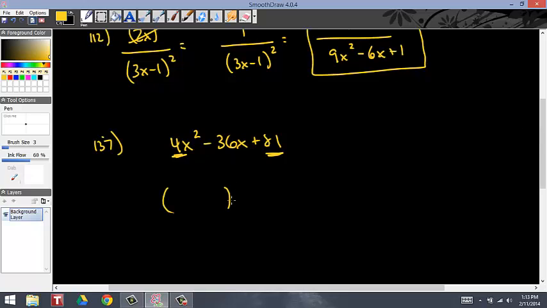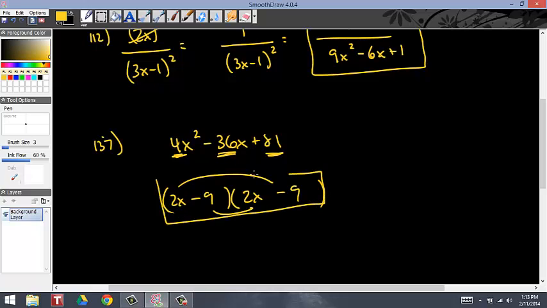So I'm going to just guess that this is 2x minus 9 and 2x minus 9, because it's not 2x plus 9, because that would be a difference of two squares. But let's just check and see if it works. I got a -18 and a -18. What's 18 plus 18? 36. Are these the right factors? Yes, they are.